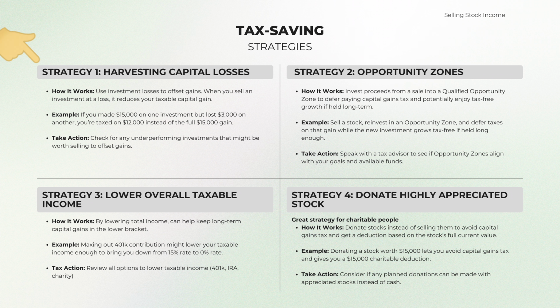Okay, the next one's opportunity zones. We're not going to go into the details of it. It's pretty much you sell your stocks at a gain, you take that gain and reinvest it into something else, called an opportunity zone, and then you defer the taxes on that.